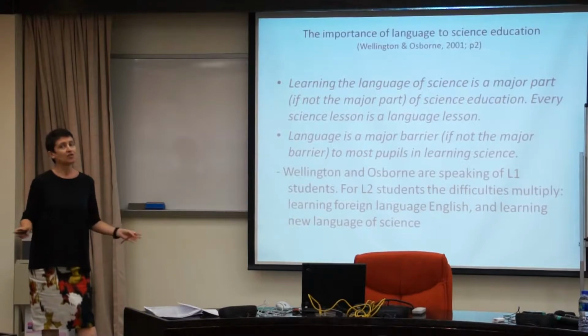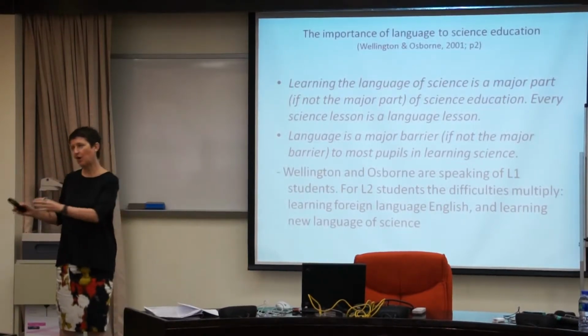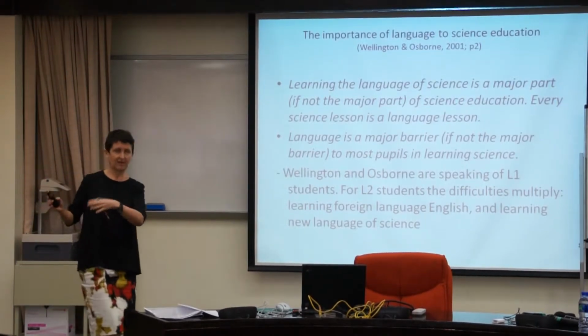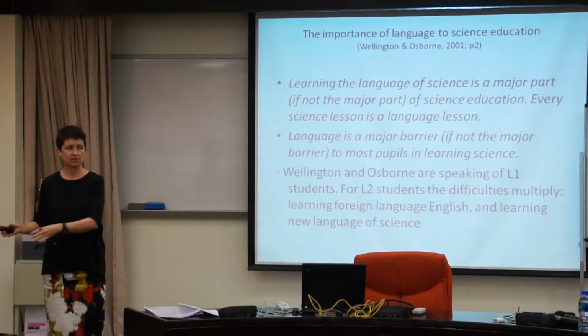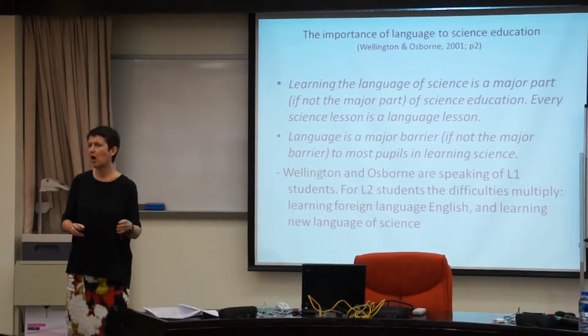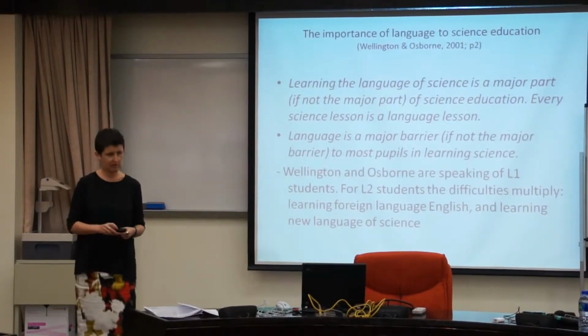learning science. So, if it's a major barrier in the UK, it's a double major barrier here, because not only have you got the leap from the playground language to the scientific language, but you've got the leap from the Chinese to the English. And I think Angel Lin talked about this in Perling a year ago, this kind of double leap that students have to make.